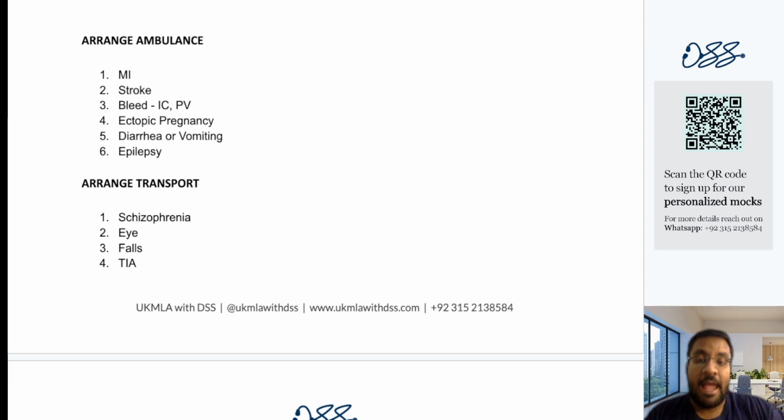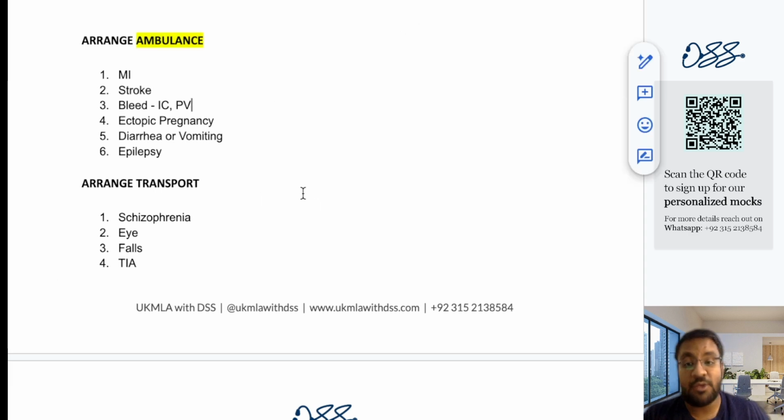Okay, and in conditions like these, you would have to arrange an ambulance. Instead of letting them go by themselves, or letting them go with a relative, or on public transport, you cannot rely on that. You have to involve, and you have to order an ambulance. Okay, the patient of myocardial infarction, patient of stroke, potentially life-threatening conditions, the patient can die.